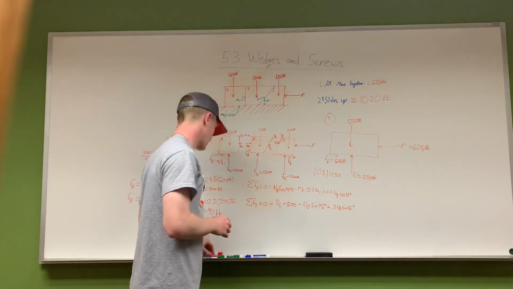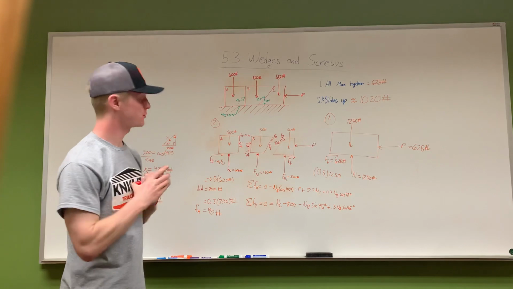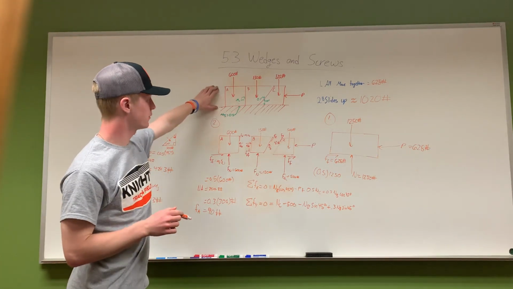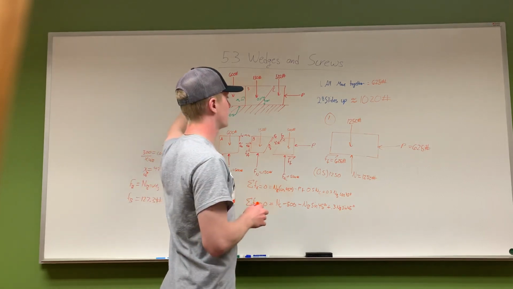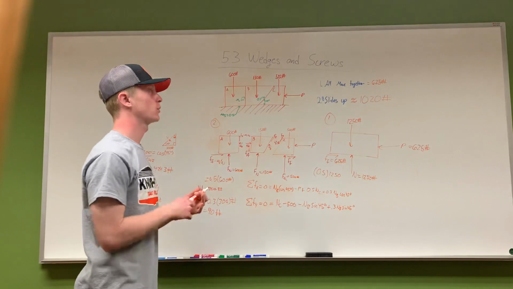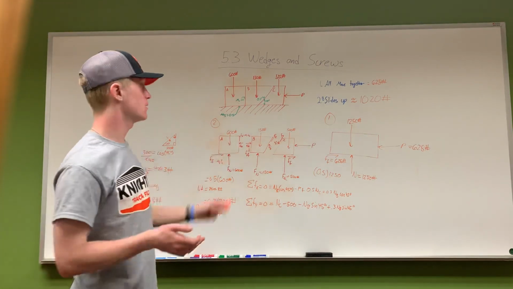So this will be take 2 of 5.3, my competency for 5.3, which is wedges and screws. We're looking at these 3 blocks and how we would analyze a problem where we find P and figure out which one will happen first. And by doing so, we'll find P.